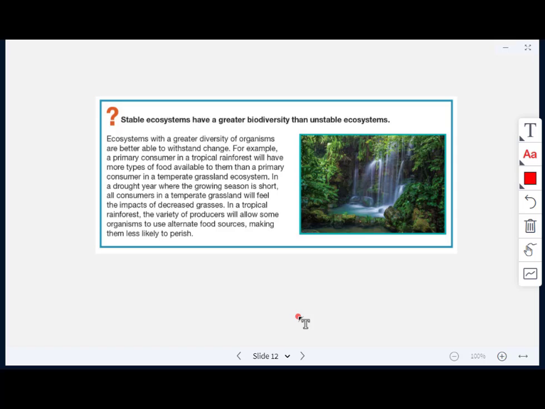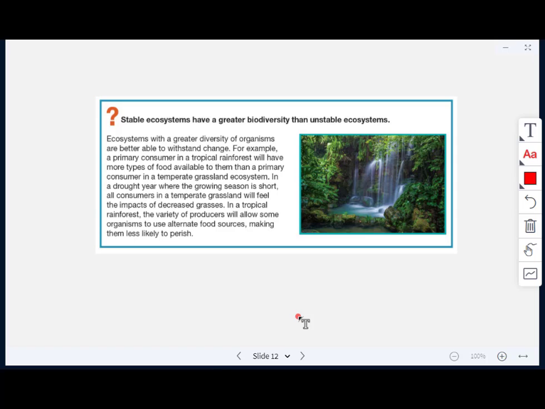Stable ecosystems will have a greater biodiversity than unstable ecosystems. Basically, if there was some sort of change, ecosystems that have a greater diversity of organisms would be better able to withstand that change. The example given is that a primary consumer in a tropical rainforest will have more types of food available to them than a primary consumer in a temperate grassland ecosystem.